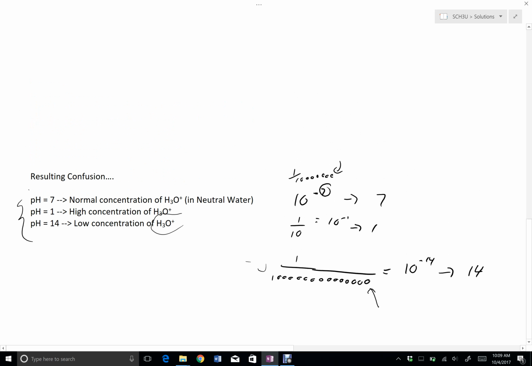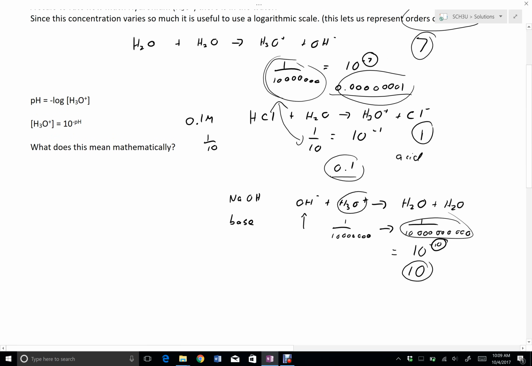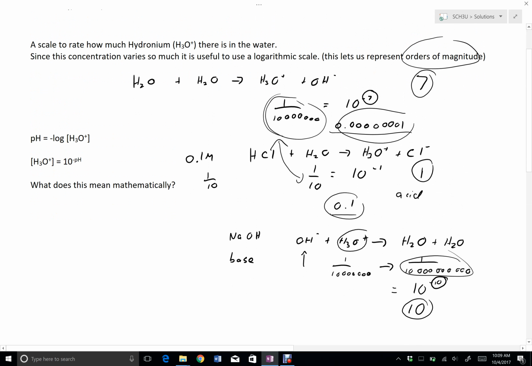So that's what the pH scale is. That's how we use it. And that's why naturally occurring water with its natural ionization rate gets a pH of 7. When we increase the pH, the concentration of hydronium actually goes down.